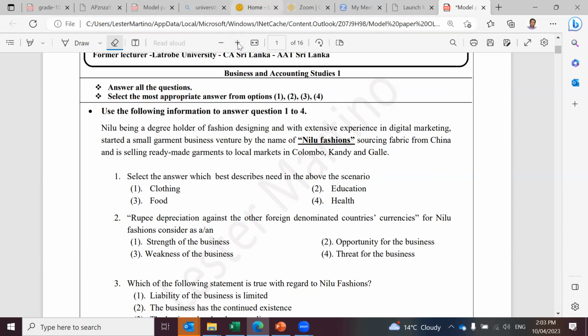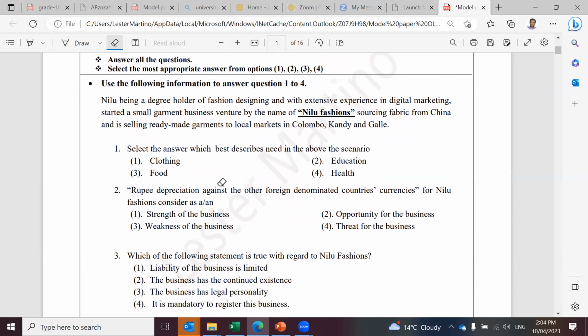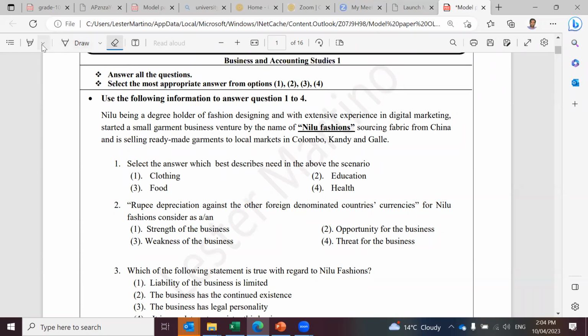Right. First one. Most of the time the first 3 questions come with a scenario, a small story, and based on the small story you need to answer. It's very easy. It's not that hard. So when you read, you need to read very carefully. Always read the question, not just the scenario. Okay. Right. Select the answer which best describes the need.